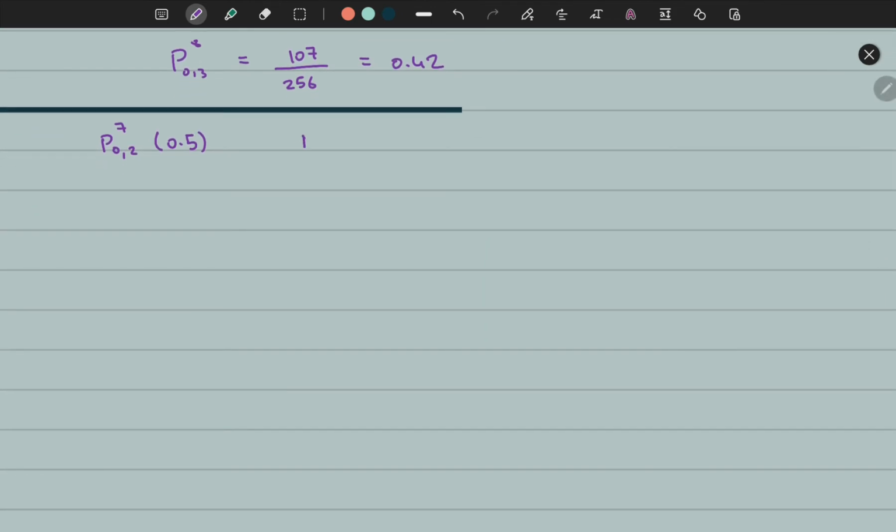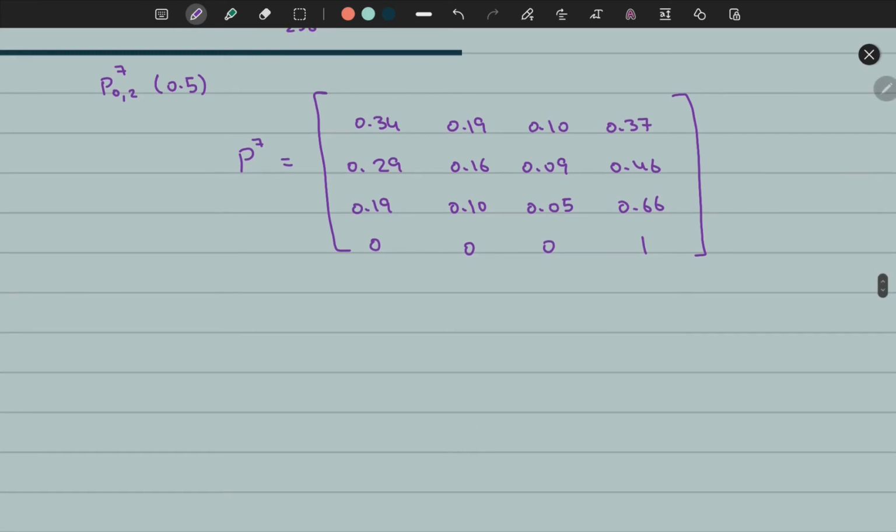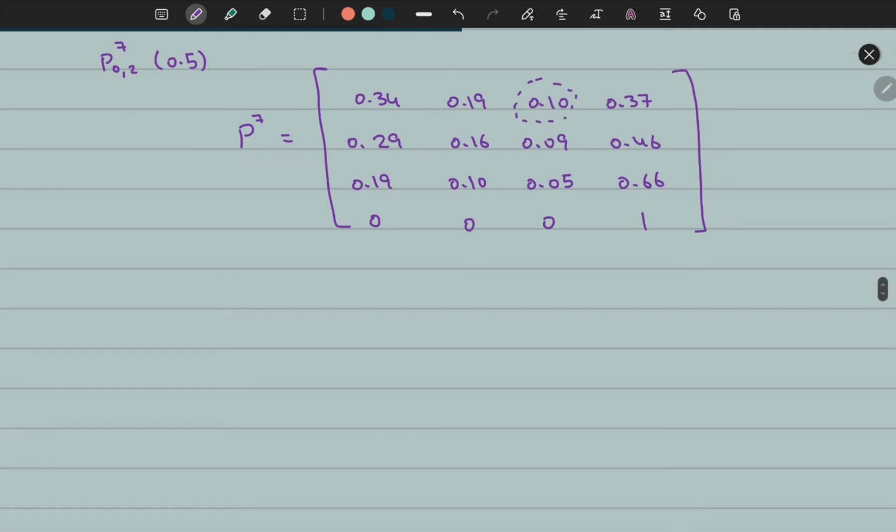To find this, again, we need to find P7. And to find P7, we can, for example, find it by P3 times P4 or P6 times P1, any of these. So let's find P7 and come back. P7 was found as follows in this matrix, and the P0,2 entry is basically this one right here. And to find the final answer, we multiply 0.1 times 0.5, which is equal to 0.05. And this is our probability to win the game in exactly 8 tosses.